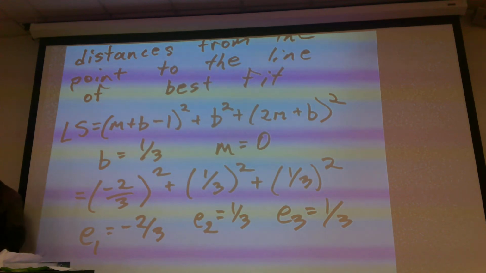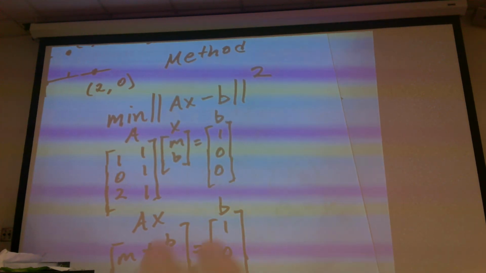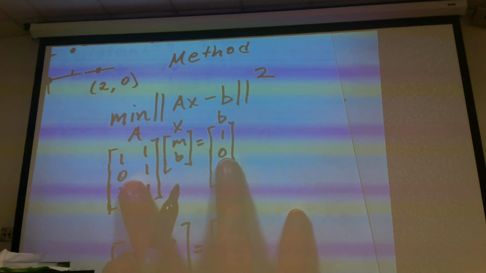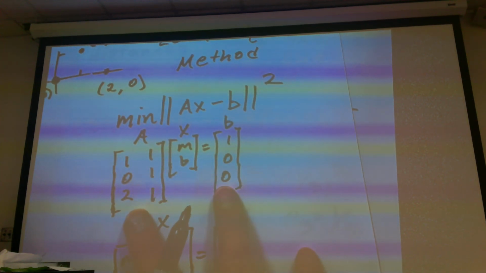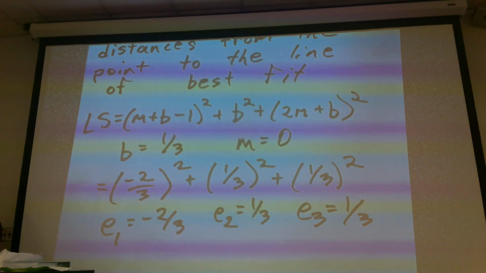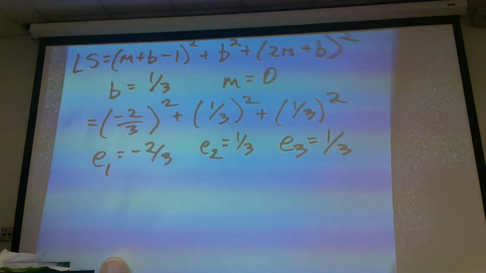Okay? So if we look, let me pull this up again. So what was the first point that we're using on this thing? The first point that we used on this thing was 1, 1, then 0, 0, and then 2, 0. So the distance from 1, 1, that's going to be associated with E1, and so its distance is negative 2/3.